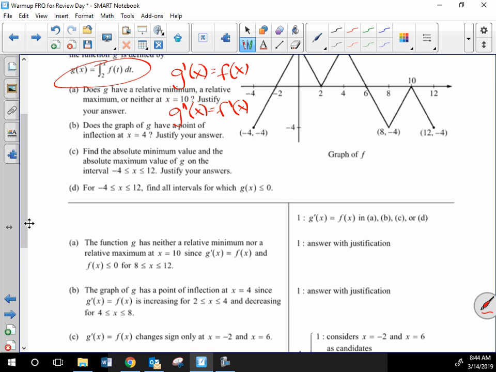For part A, we should have gotten that it has neither a relative min or max at x equal to 10. So it was neither, since g prime, which equals f of x, and f of x is less than 0 for all of us. So what you could have just said is that it doesn't change from positive to negative, negative to positive. Here they just specified because f of x, which is g prime, is always negative. But if you just said it didn't change signs, that would have been fine as well. So 1 point for A, your answer of neither with your justification.